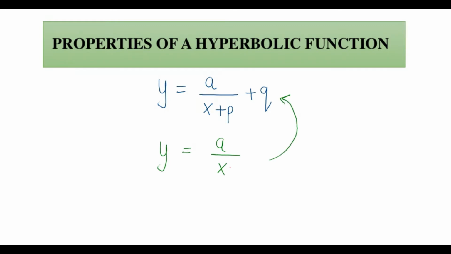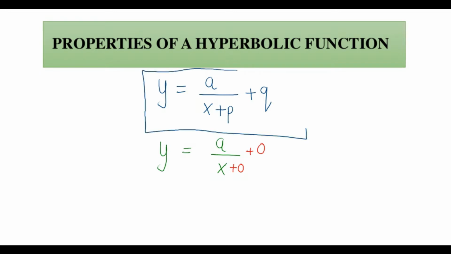Why am I saying that it's still in this form when we can clearly see that the equation written in green doesn't have a p and a q? Because we have a plus 0 there. So technically, it is still in that form. So it's important to note that your hyperbolic function is always given in this form, guys. All day, every day.